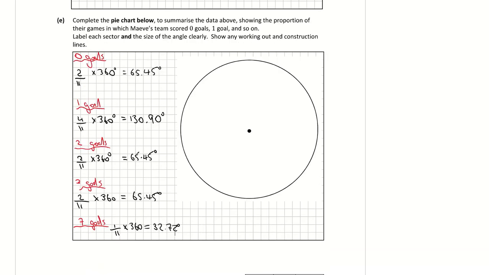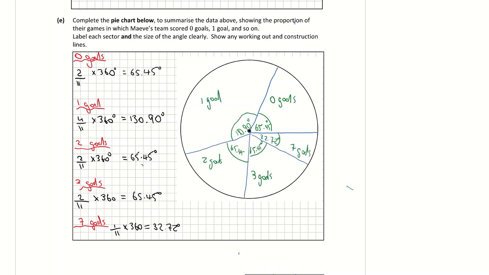So when you're starting with your pie chart, just first of all, connect the center to the edge of the circle. That's your starting line. So that's my first. Now on that, I'm going to do my zero goals, which is my 65.45 degrees, which should look like that. And the question again wants us to label each sector and its size. So something like that, zero goals and the size of it, 65.45. And you just continue that with your protractor the whole way around the circle. And when you're finished, it should look something like that.